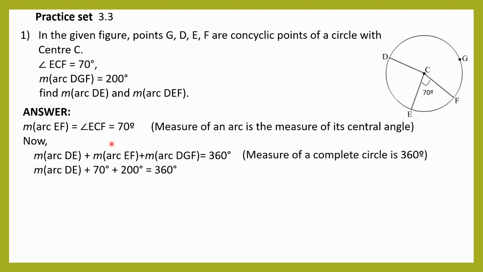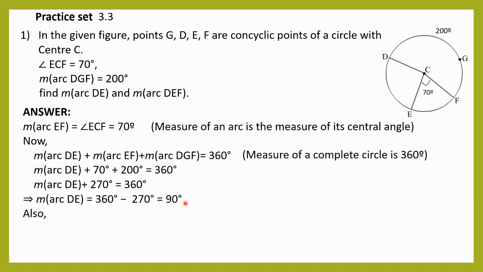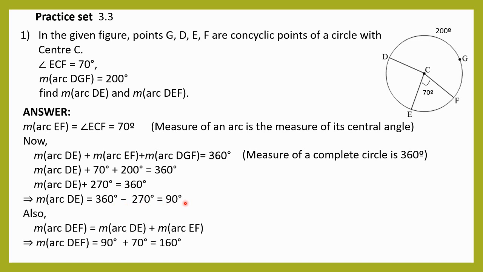Measure arc EF we found out is 70 degree and measure arc DGF is 200 degree, that is given in the question. Solving this and simplifying, 70 degree plus 200 degree, that is 270 degree, and we take the 270 degree to the other side, we get 360 degree minus 270 degree, that is 90 degree. Therefore, measure arc DE is 90 degree.